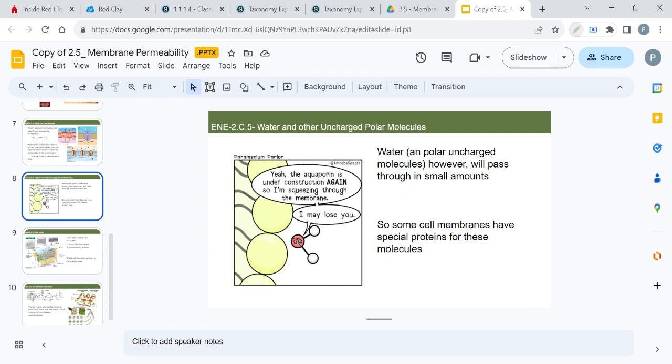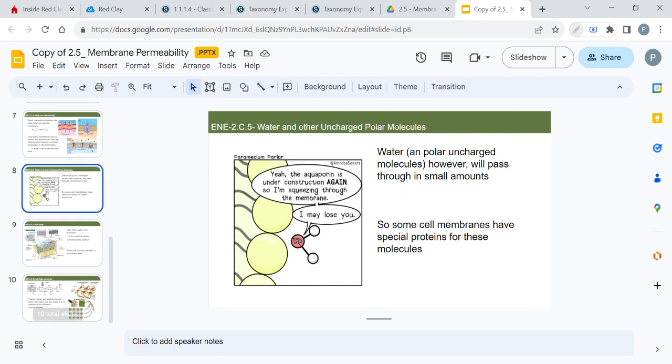This is what I was talking about earlier, where your water molecules can go through the membrane. It's not super effective, but it can happen, it's just not really helpful. So instead, we like to use those aquaporins. I'm going to go ahead and move on to the next one.